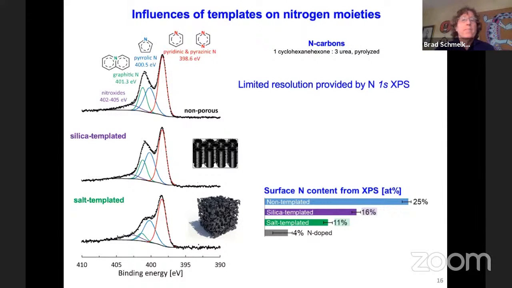From the nitrogen profiles, we see the binding energies. And so compared to a non-porous version of this and a silica-templated one, there are some differences, but basically the problem with XPS is, as you can see, we get poor resolution of the different signals, so we can get some inferences, but can't say anything very confident about the different species, other than it looks like there's maybe pyridinic, pyrrolic, graphitic, nitric oxides. Hard to say very much about this in a unique way from what the XPS can tell us.